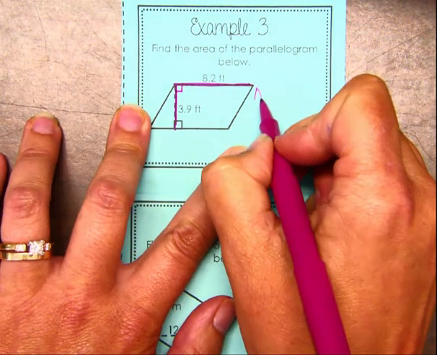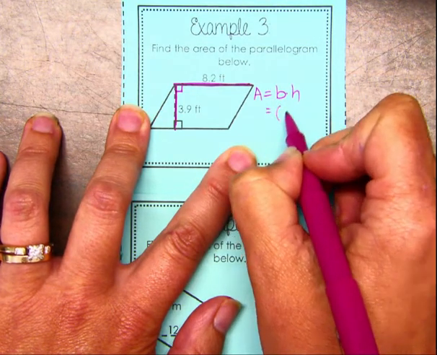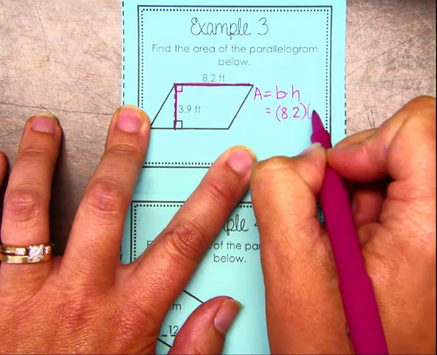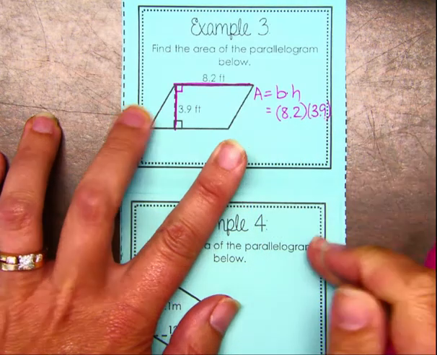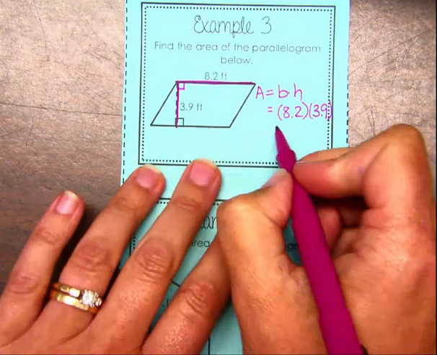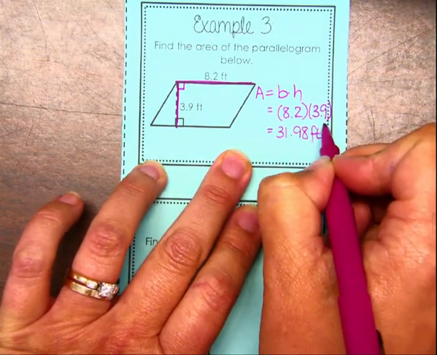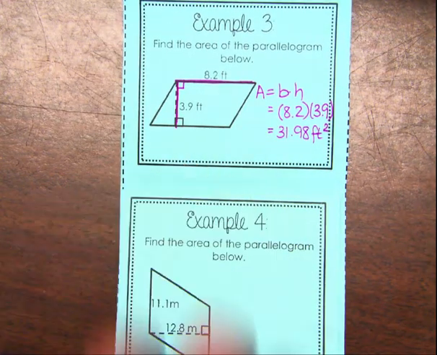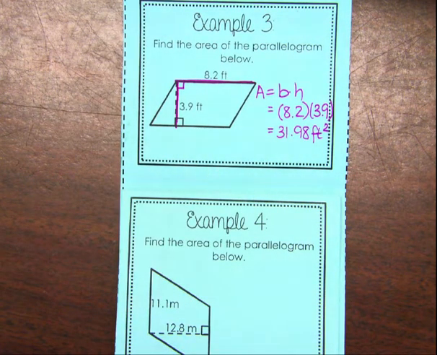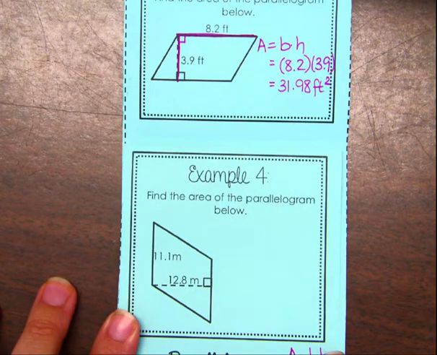So to find the area, I'm going to multiply the base and the height. So I'm going to multiply 8.2 and 3.9. And when I multiply the 8.2 and the 3.9, I end up getting 31.98. And again, we're talking about feet squared. It's a two-dimensional figure, so our units are going to be squared for the area. And then there's one down below for you to try.